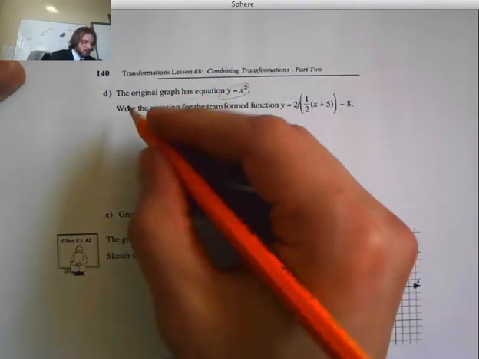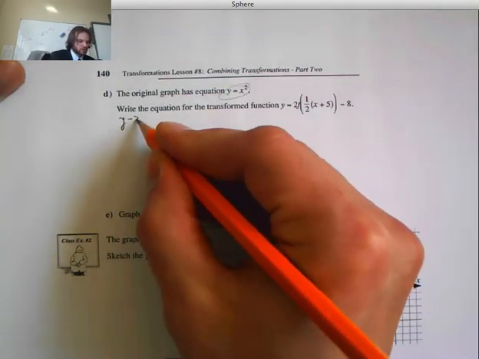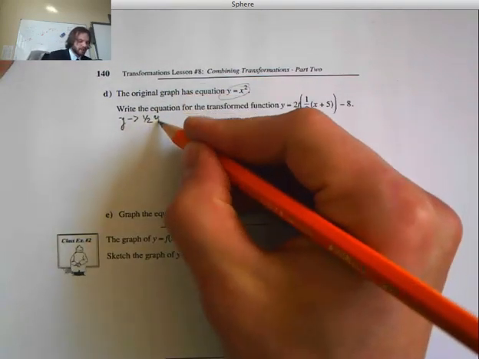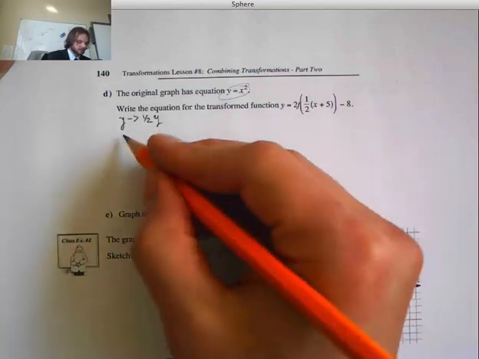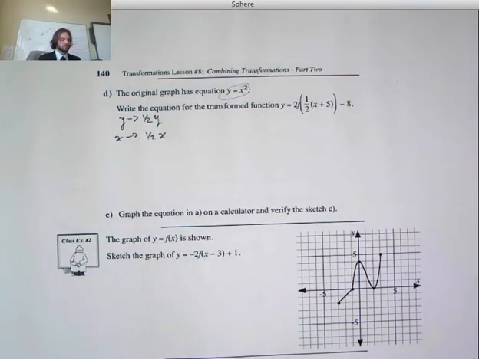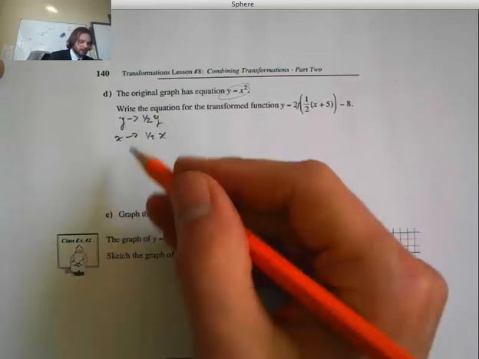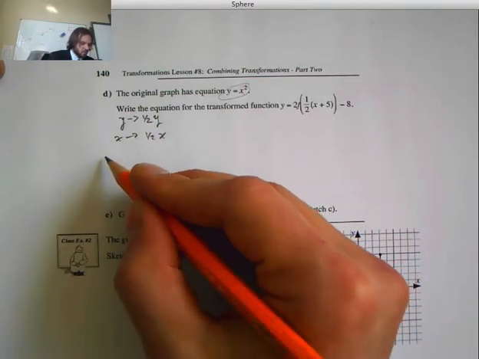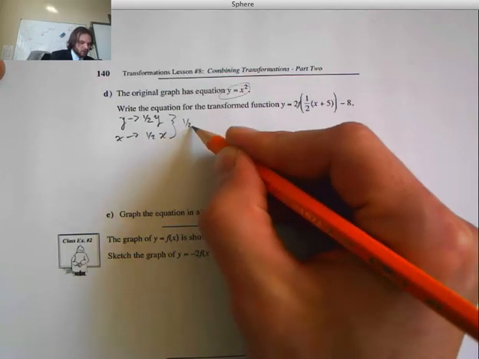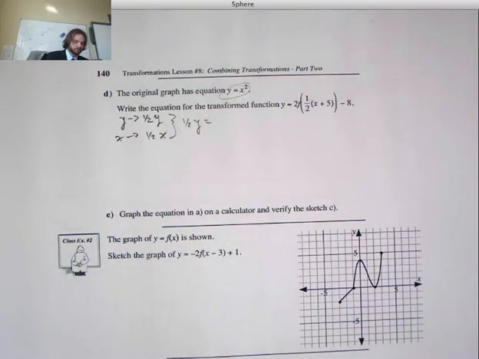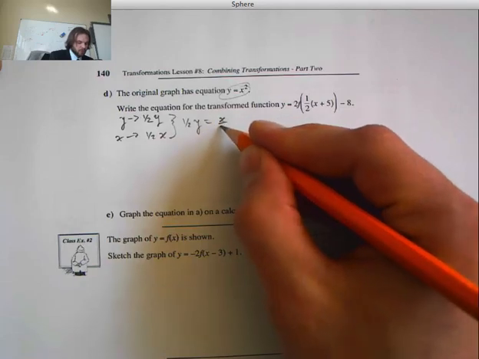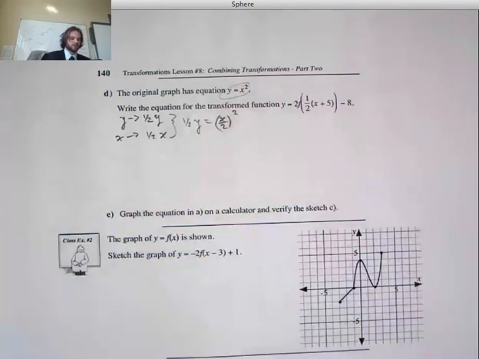First of all, we know y goes to 1 over 2y. We're always doing our stretches first. And we know x goes to 1 over 2x. All right? So what we end up getting is 1 over 2y is equal to x over 2, or 1 over 2x squared. All right?